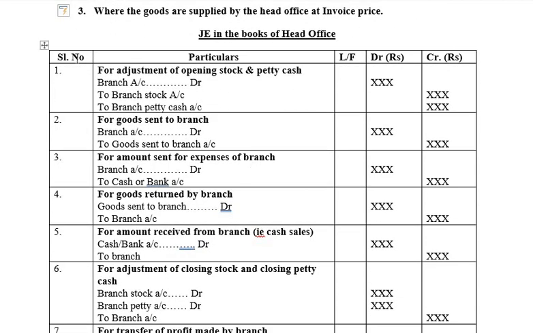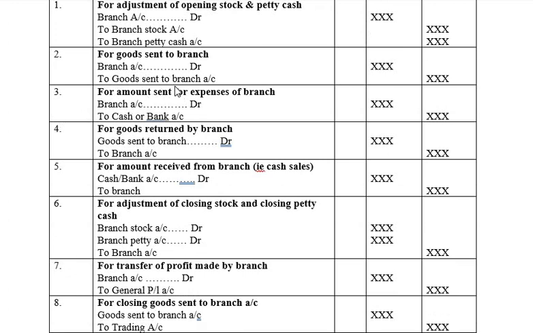First one, for adjustment of opening stock and petty cash. The journal entry is branch account debit to branch stock account, to branch petty cash account. Second entry, for the goods sent to branch, account debit to goods sent to branch account. Third entry, for amount sent for expenses of branch, account debit to cash or bank account.